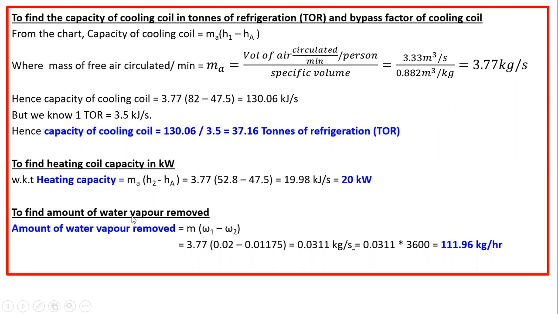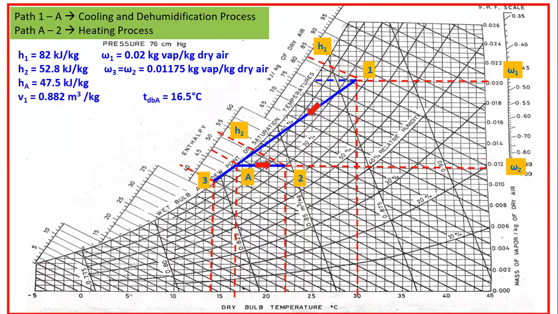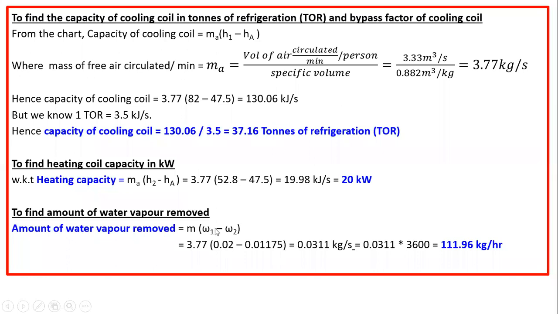Next, the amount of water vapor removed. How do you find the amount of water vapor? It is the difference between the humidity at 1 minus the humidity at 2, so omega 1 minus omega 2. So m into omega 1 minus omega 2 will give the mass of the water vapor removed.